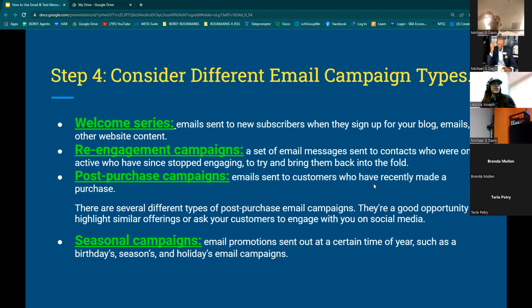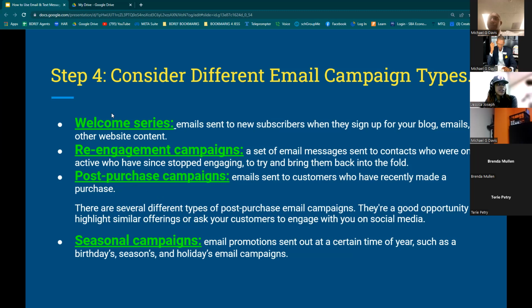Okay, this is going to be where the emails are sent to customers who have recently made a purchase. So say you've just closed on a home, and you want to go ahead and send them a post-purchase campaign, thanking them, congratulating them, thanking them for using your services, trusting, maybe asking in so many words for referrals. This is a great way to do this.